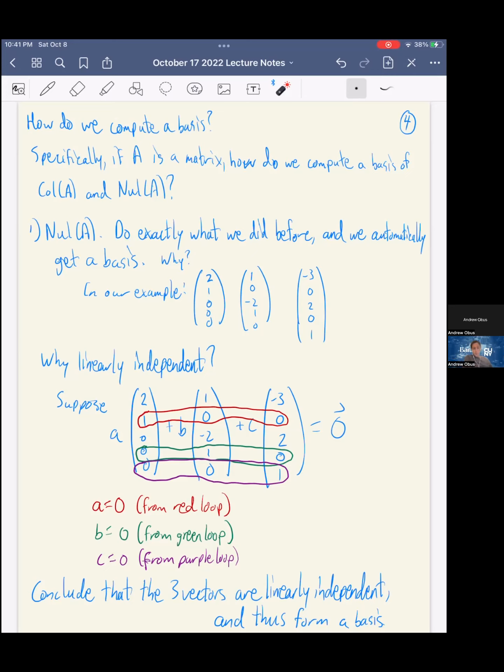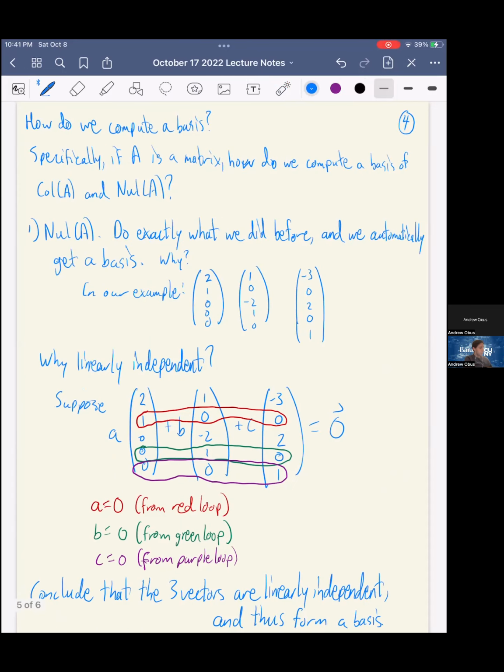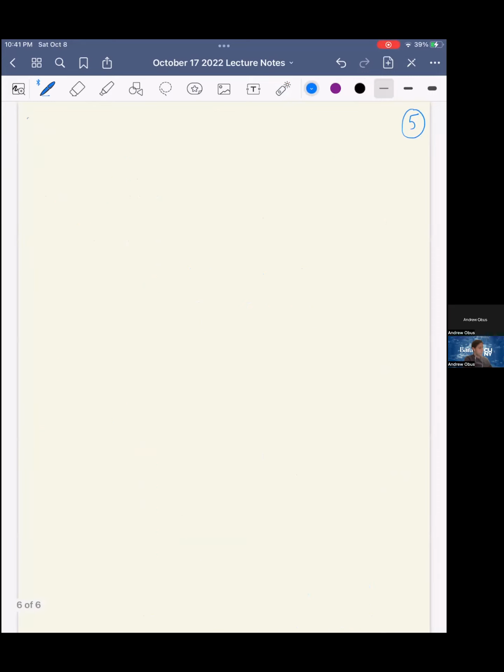Okay, so what about a basis of the column space? That is going to be a little bit more involved, so I'm going to start a new page for that. So this is page 5. How do we find a basis? We did the null space of A. Now we're going to do the column space of A.